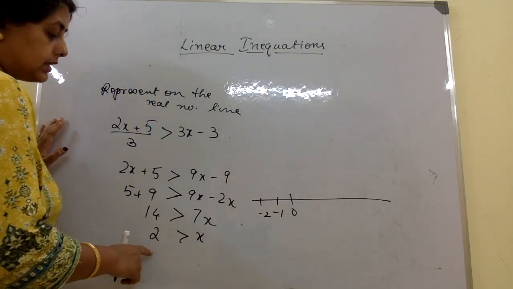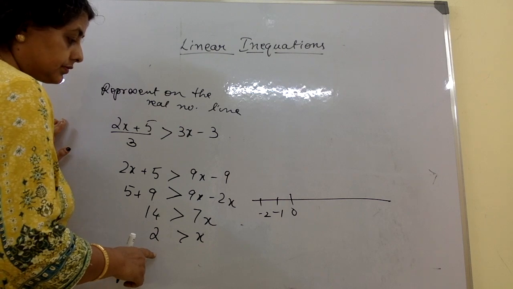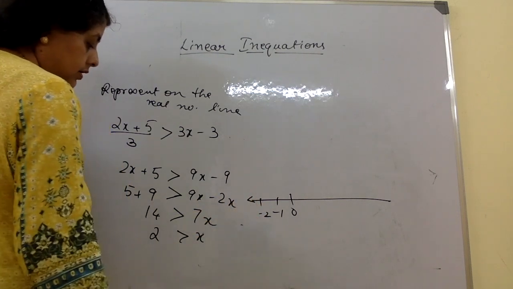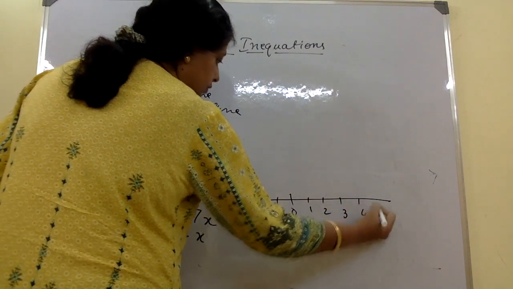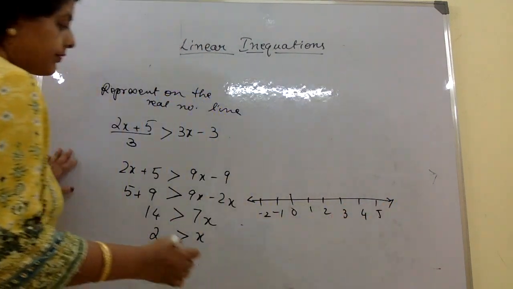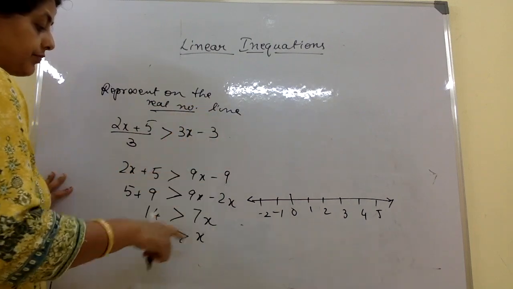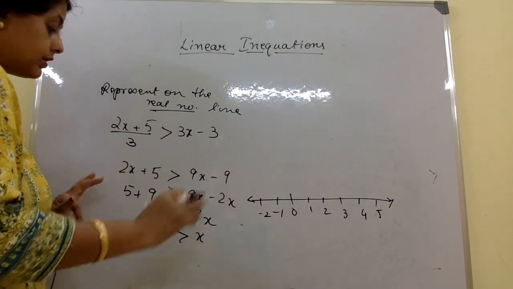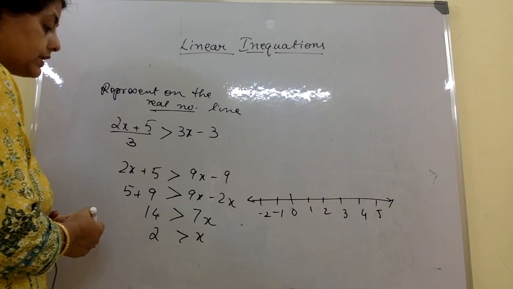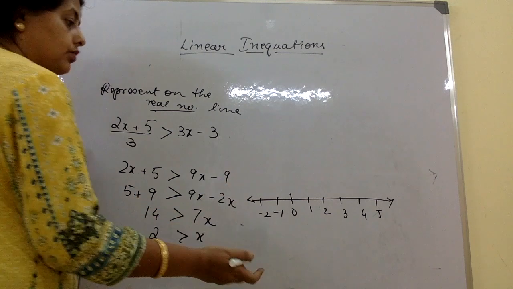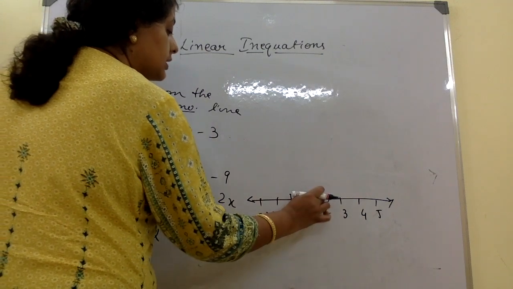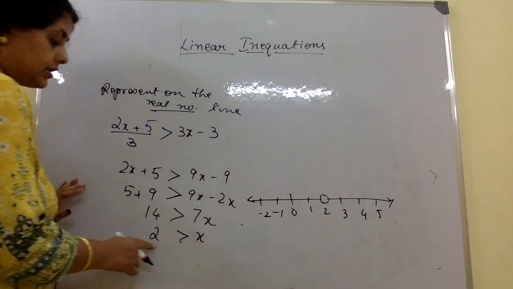Okay, and here 1, 2, 3, 4, 5, and it goes on. Okay, this is the real number line, remember. So all these x values are going to be real numbers. So 2 is greater than x, which means x takes any value less than 2. So here an empty circle, because it is not including 2.